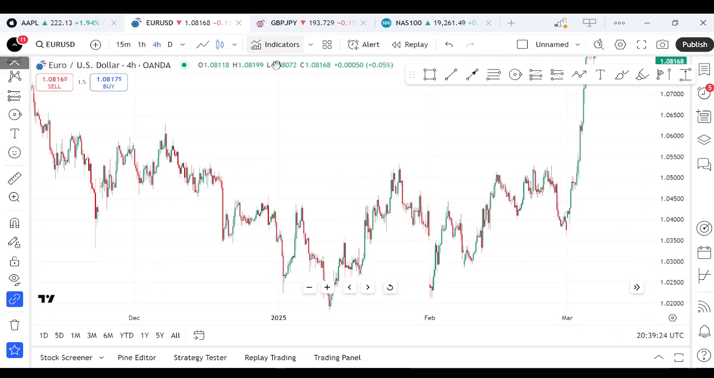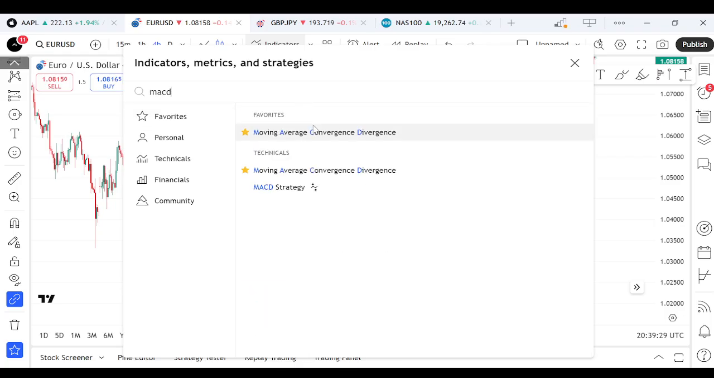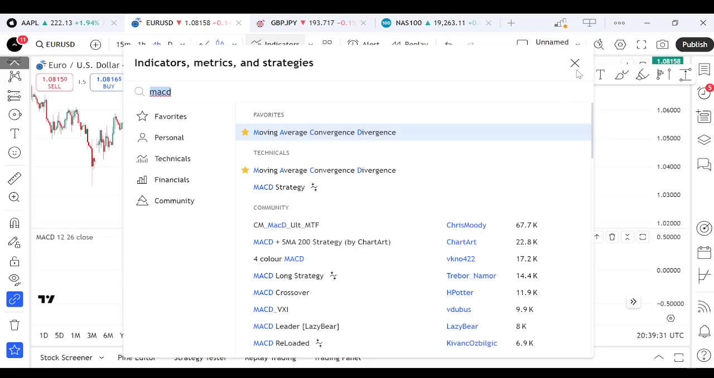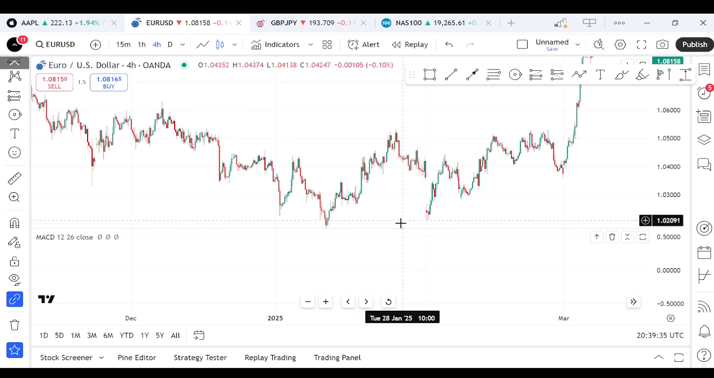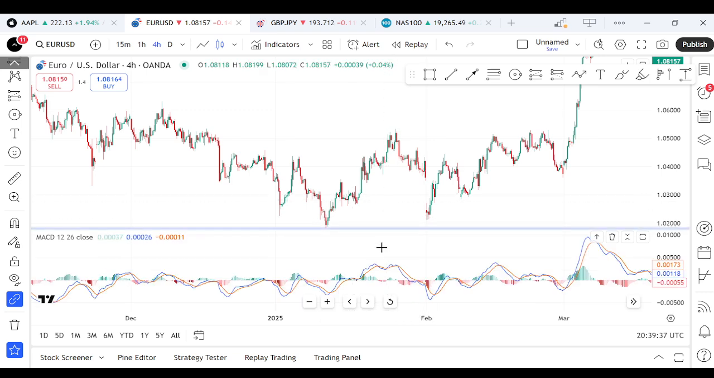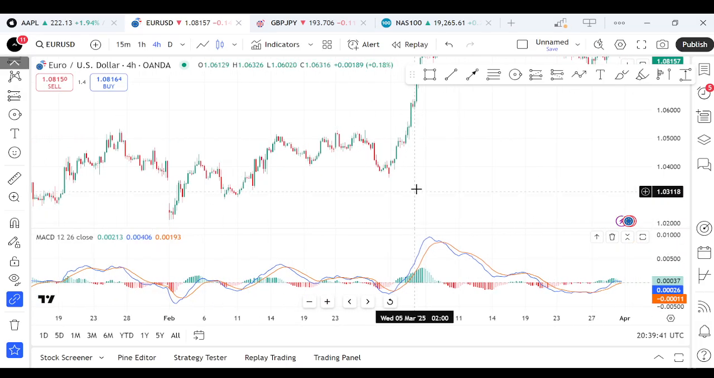So first of all, I'm going to add the MACD indicator to our charts. All right, this is the MACD indicator on our charts. And now I'm going to explain this indicator.